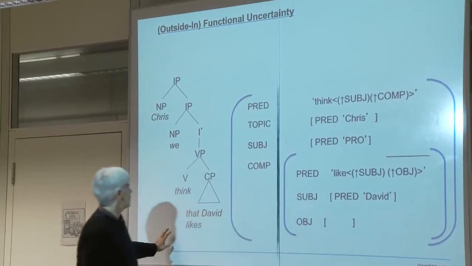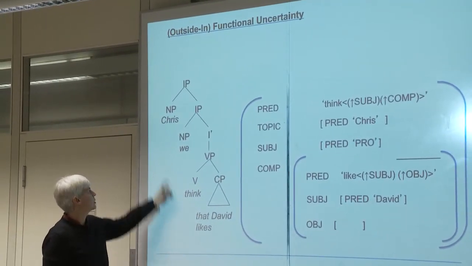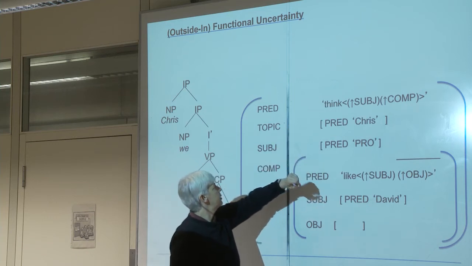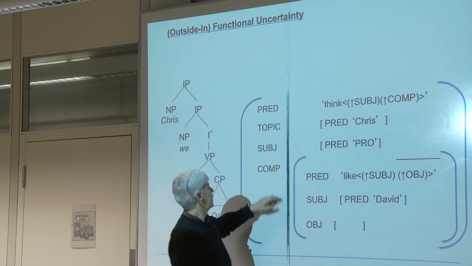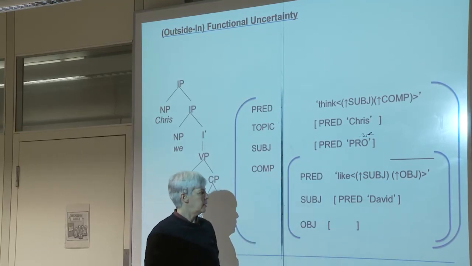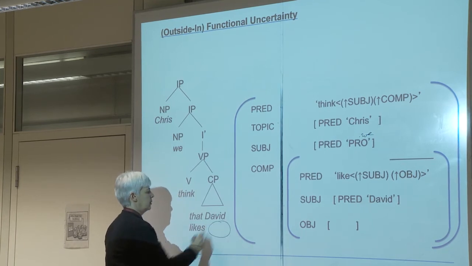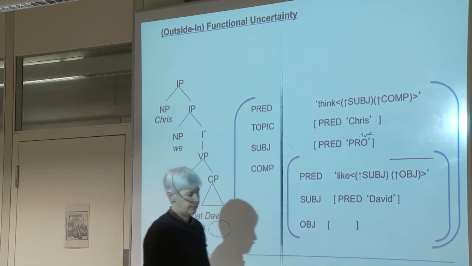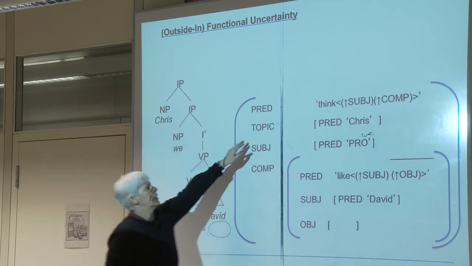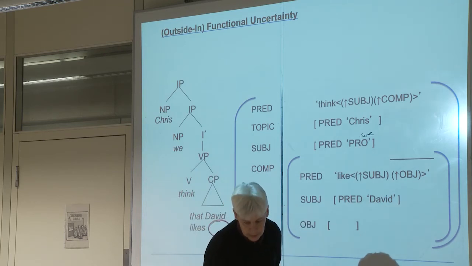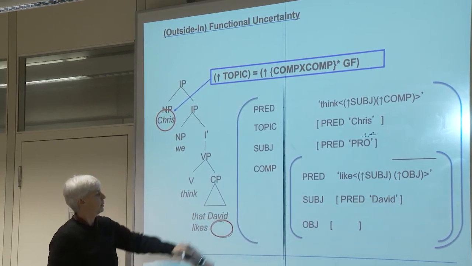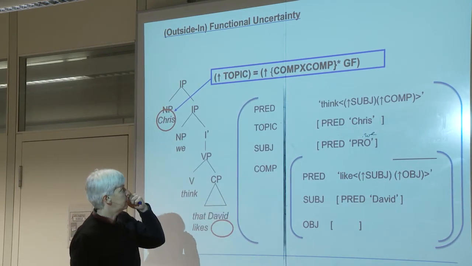Here I've given you a C-structure, the kind we've used in the course: Chris, we think that David likes. And I've given you the F-structure that corresponds to this. Pred think, subject, comp. The subject is pro, we. The comp has pred like, subject, object, and we don't know what the object is. We do know Chris is up here as a topic, but we don't know what else there is. So that's what we need. We've had this type of dependency path, a long distance dependency path of the type that we just saw.